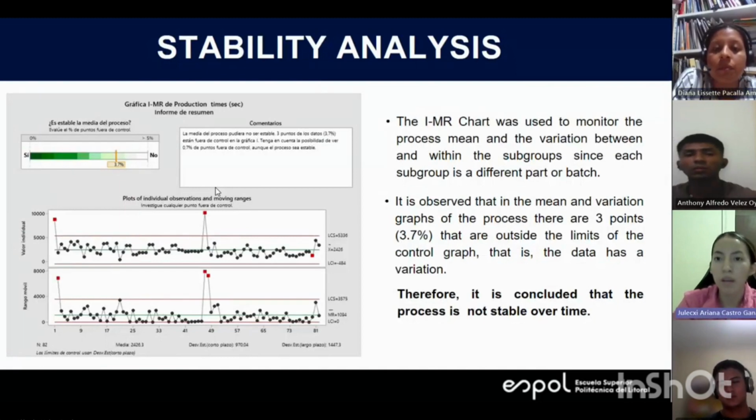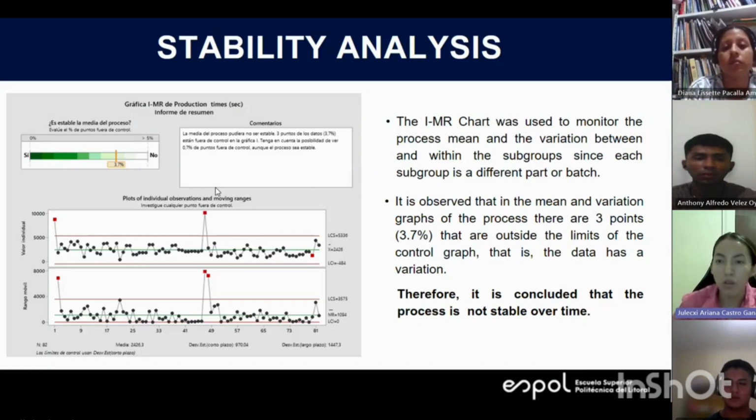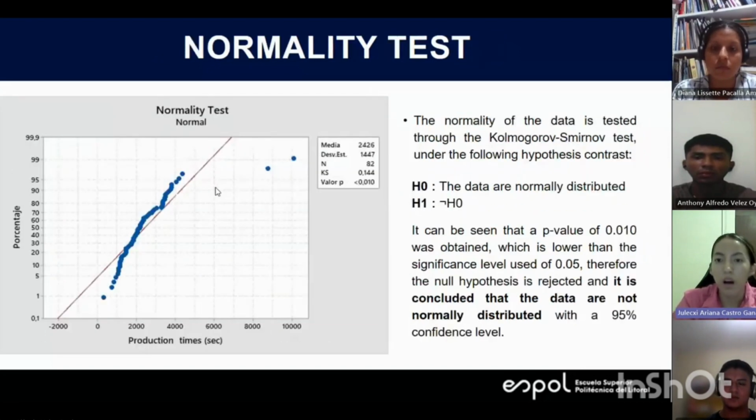Now, regarding the stability analysis, we used the IMR chart. In the graphs of the mean and variation of the process, you can see there are 3 points outside the limits of the control chart, that is, the data has special variation. Therefore, it is concluded that the process is not stable over time. On the other hand, when performing the normality test, a p-value of 0.01 was obtained, which is lower than 0.05, therefore concluding that the data are not normally distributed.